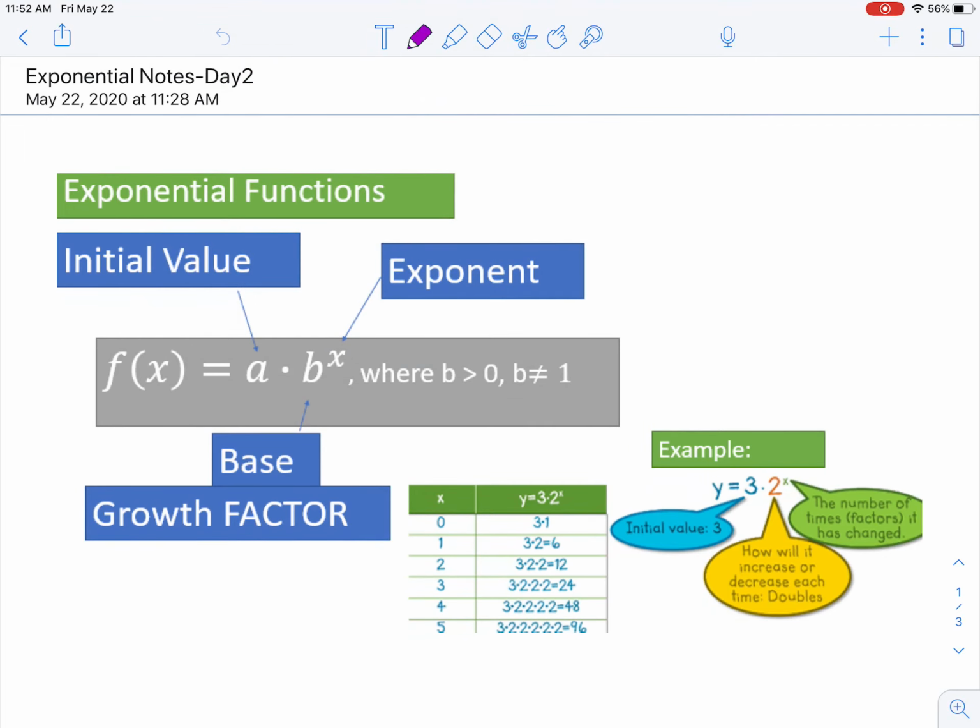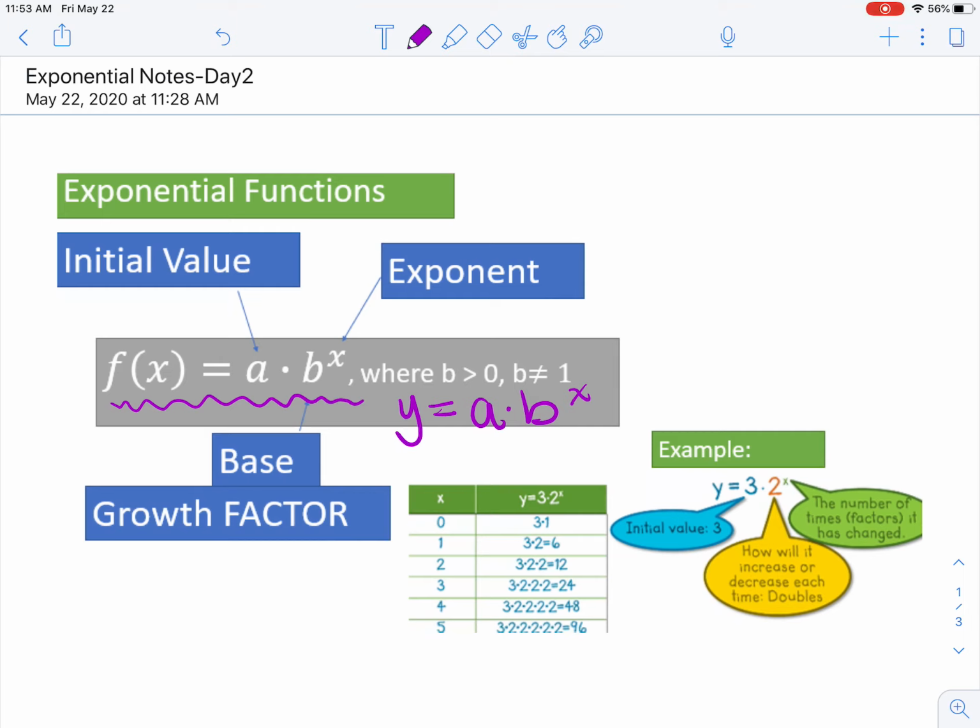Okay guys, so day 2 on exponential functions, and this is where we're going to be for the next few days: writing a rule. If you look at this gray box here, this is the basic form of an exponential function. So you have f of x, or it could be y, equals a times b to the x. Remember, what makes the function exponential is having x in the exponent.